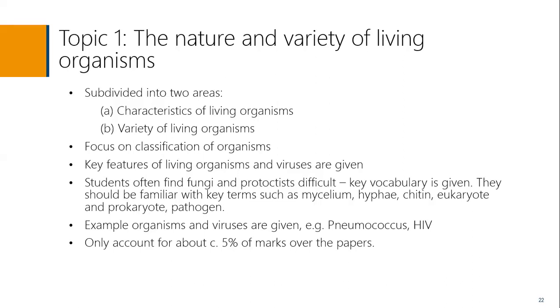It includes key features of living organisms and viruses. Students often find fungi and protoctists difficult, so the key vocabulary is given to help them. And they should be familiar with these key terms such as mycelium, hyphae, chitin, eukaryote, prokaryote, and pathogen. And examples of organisms and viruses are given, such as pneumococcus and HIV. Overall, this topic counts for about 5% of the marks over the 2 papers.